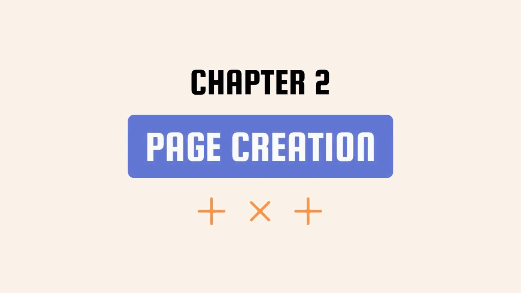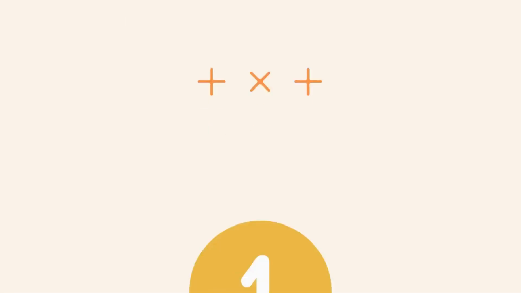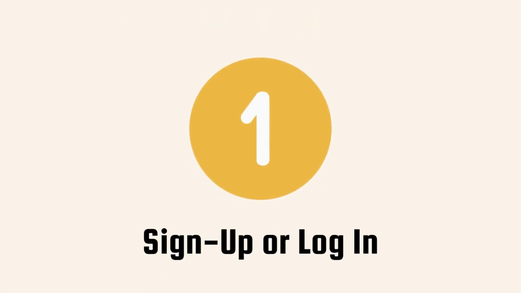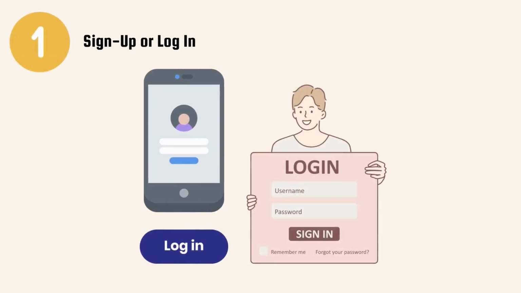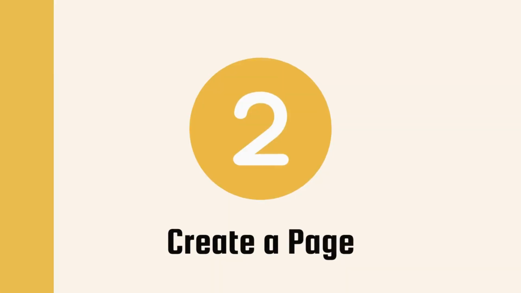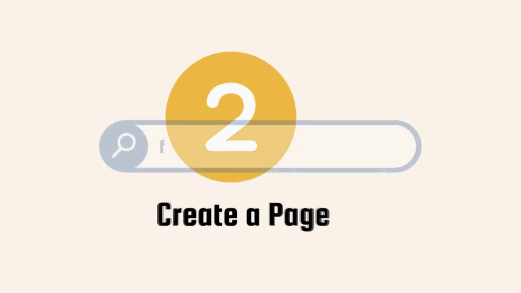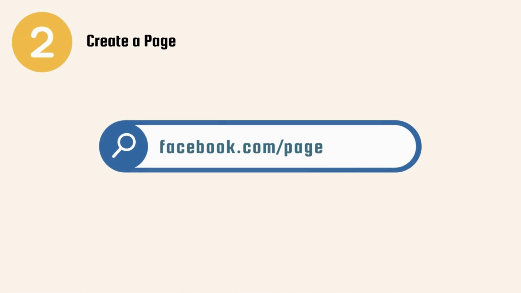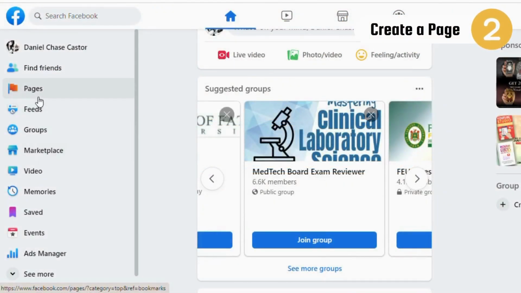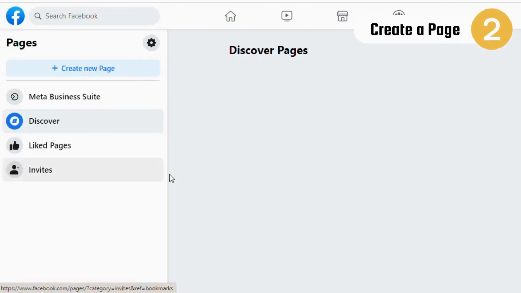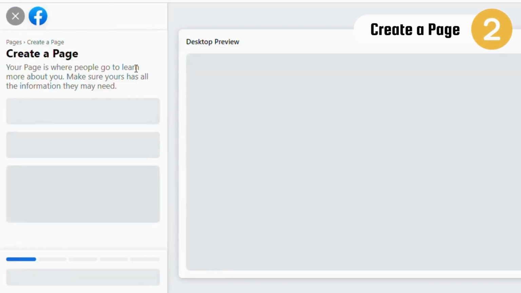Chapter 2. Page creation. Next step is to create your Facebook page, which is super easy. 1. Sign up or log in. Simply log in to Facebook. Or if you don't have a Facebook account, you must sign up for a new one. 2. Create a page. Then just head over to facebook.com/pages/create, or you can simply click on the Pages tab on the left sidebar of Facebook. Once you're there, click on the Create New Page button on the top right corner.